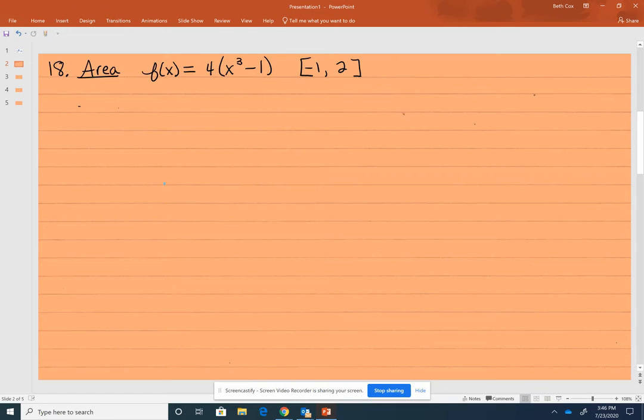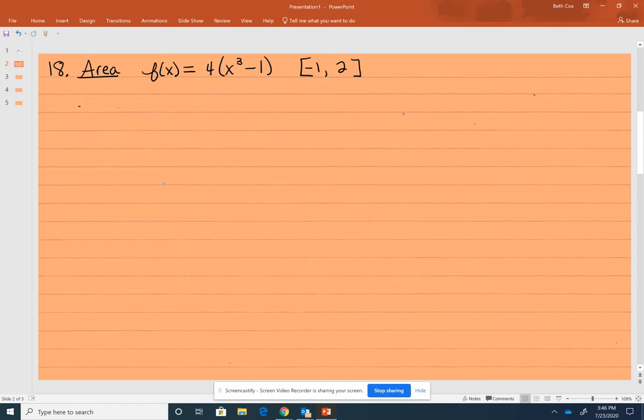We're going to look at number 18 for my homework. Here we go. This question is asking for the area. It's not asking for the net area, it's asking for the real area. So we may need to sketch a graph here for this. Okay, we do have a polynomial function, and we're given a specific interval from -1 to 2.